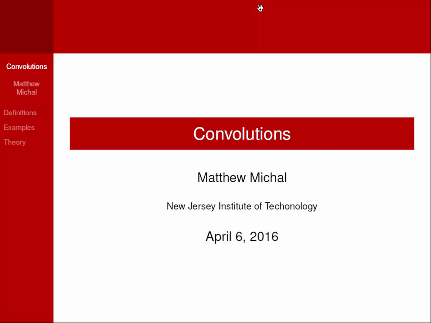Countdown. So we're talking about convolutions today. What is a convolution? Convolutions are very involved and convoluted, which might be why we get that same word there. Convolutions are one of the most powerful and one of the most annoying things in differential equations.